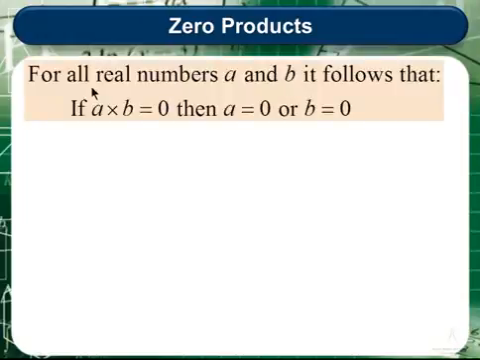Before we discuss a method for solving quadratic equations, we first consider the zero product property. If we have two real numbers, say a and b, and the product of the two real numbers, a times b, is equal to 0, then either the first factor a must be 0 or the second factor b must be 0. That is for real numbers.